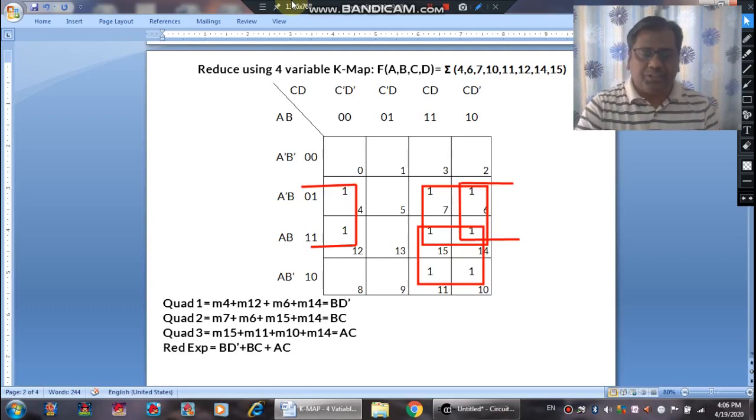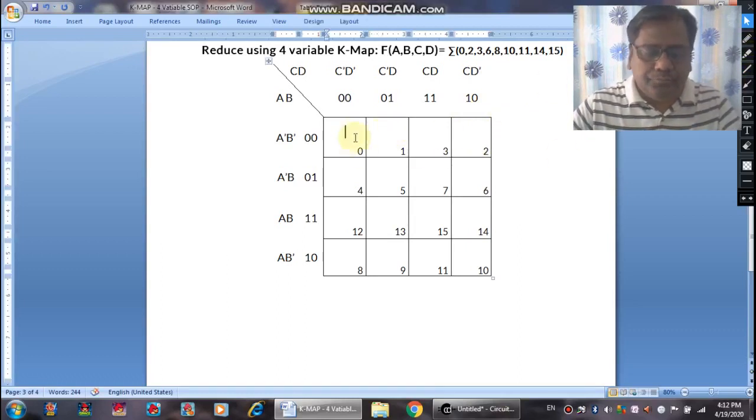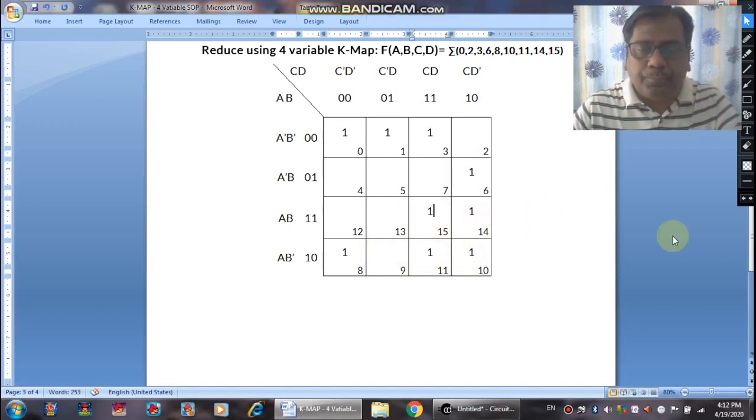Now we will move to the next question. In the third question as well, the structure was the same as in the previous questions. Straight away we have to plot 1 at 0, at 2, at 3, at 6, at 8, 10, 11, 14 and 15. Now we are supposed to create the groups.